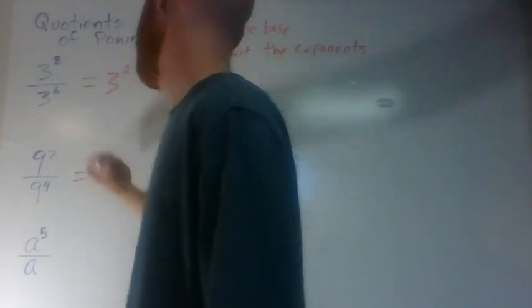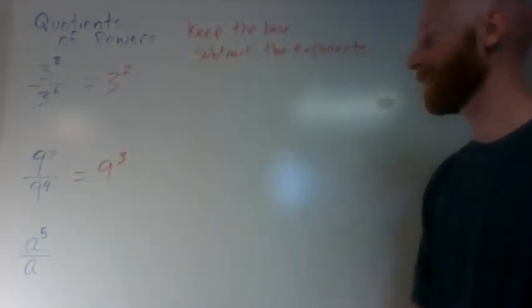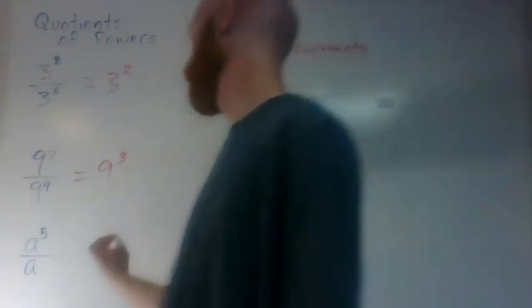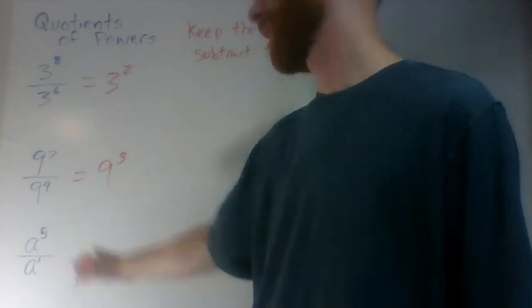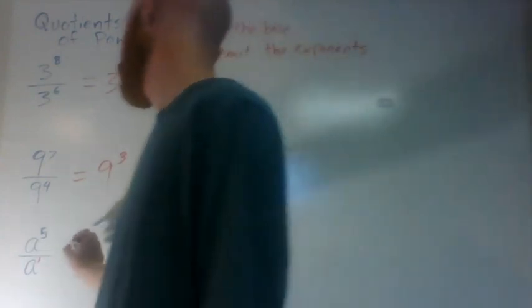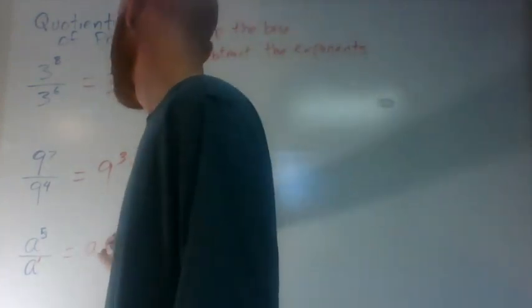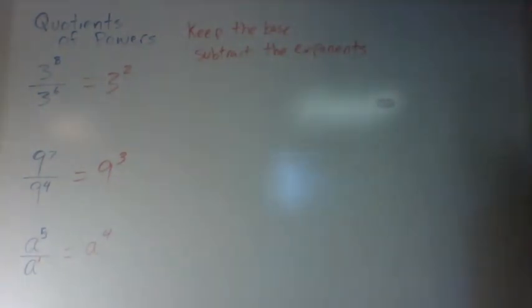Okay, 9 to the 7th divided by 9 to the 4th would be 9. 7 minus 4 is 3. 9 to the third power. A to the 5th divided by A. Remember, A, just plain old A is the same as A to the first power. So A to the 5th divided by A to the 1st would be A to the 4th. 5 minus 1 is 4. Okay, that's how quotient of powers shortcut works.